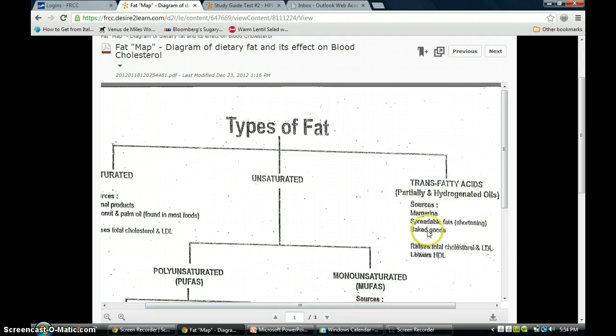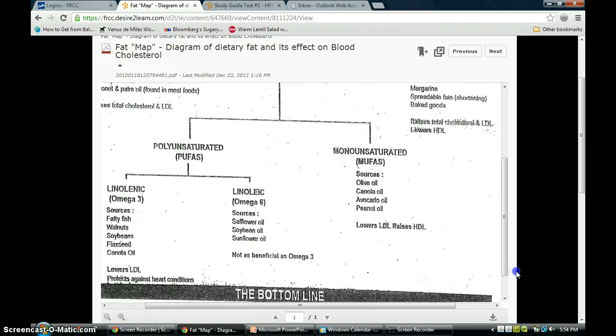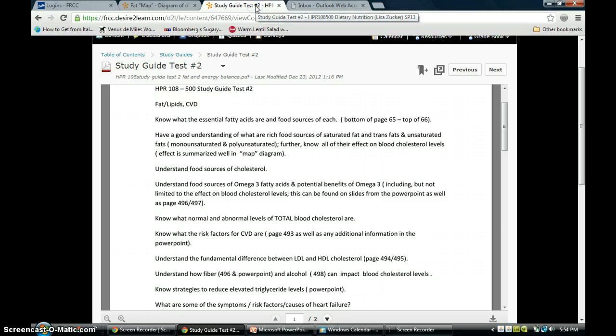Trans fats. Here are some sources. And then why is trans fat worse? Because they raise total cholesterol and they lower that good cholesterol. And then if you just scroll down, it does the same for the omega-3s, omega-6. Okay, so this is a really, really good thing to fully understand kind of backwards and forwards.